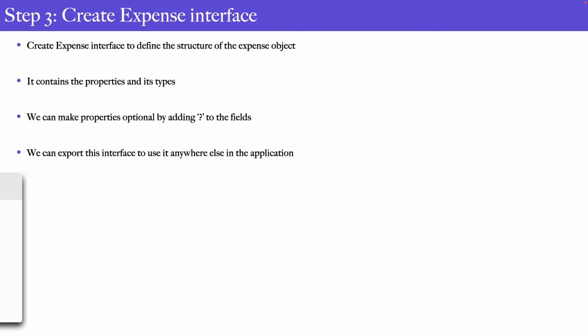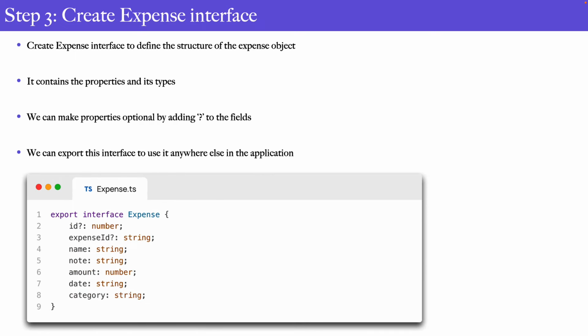The next step is to create the expense interface. In React, we create interfaces to define the structure of the component, objects, or even the props. Similarly, here we are going to create an interface to define the structure of the expense object. It contains the properties and their types. We can also make properties optional by adding a question mark to the fields. And finally, we can export this interface to use it anywhere else in the application.